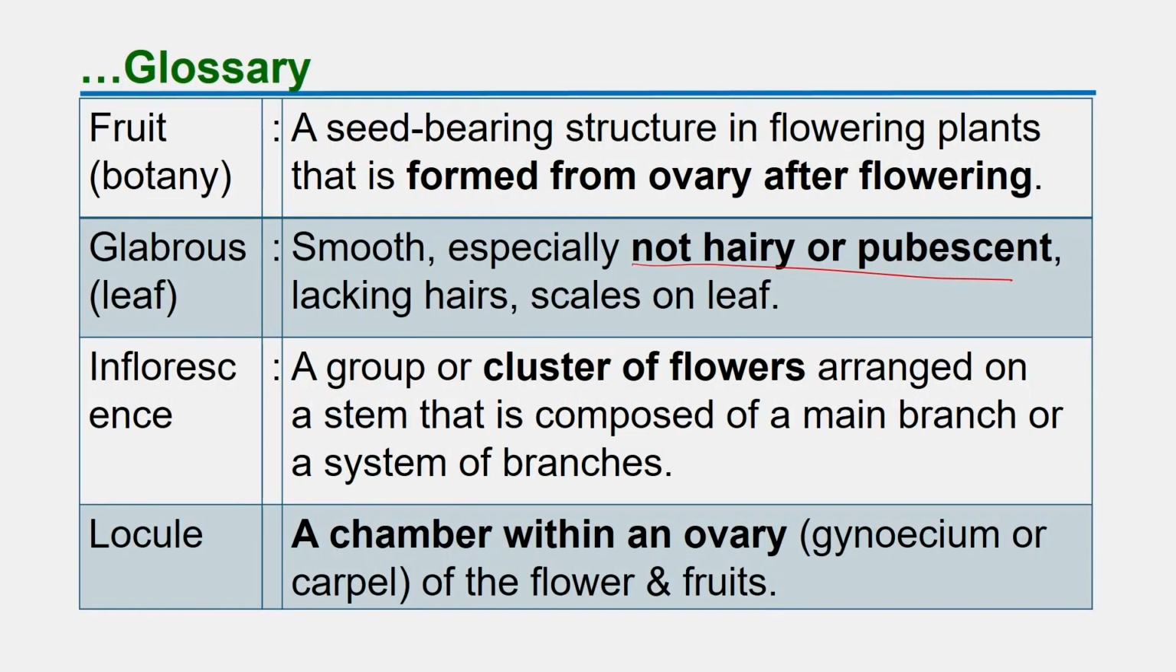Glabrous with respect to leaf, glabrous may be with respect to a stem or any other part of the plant. Glabrous means smooth, especially not hairy or pubescent. It is the opposite of pubescent. Pubescent means it has some hairs. Glabrous means lacking hairs, scales on leaf. Inflorescence: a group or cluster of flowers arranged on a stem that is composed of a main branch or a system of branches. Locule: a chamber within an ovary which is gynoecium or carpel of the flower and fruits.